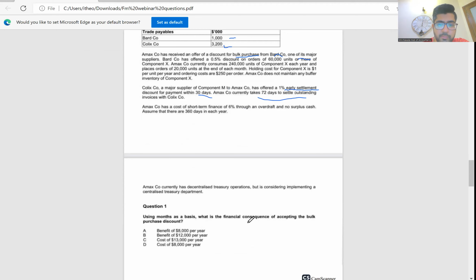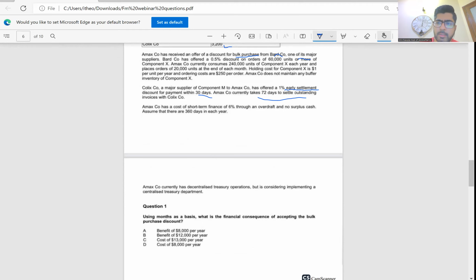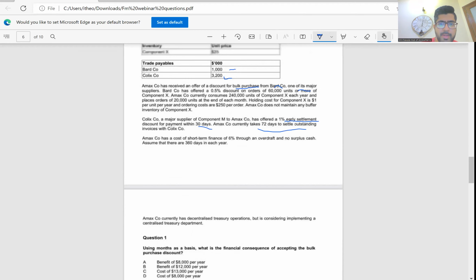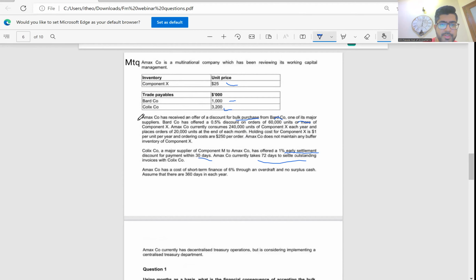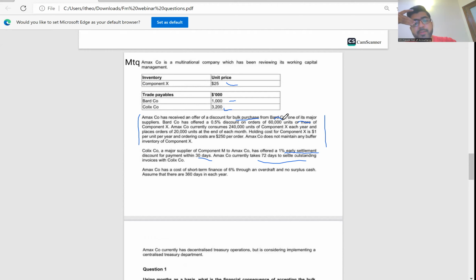Using months as the basis, what is the financial consequence of accepting the bulk purchase discount? So, what is the financial consequence of accepting the bulk purchase discount? Okay, so the bulk purchase discount is being offered by BART company, right? You are purchasing 20,000 units, and it's saying that we will offer you a 0.5% discount if you purchase 60,000. Holding cost and ordering cost are given. Okay.